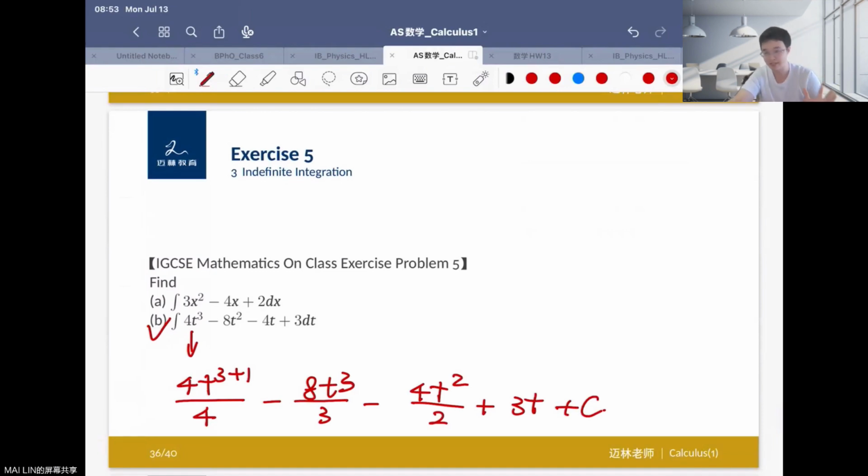So that's our lesson. I hope you all understand that integration here is very important.